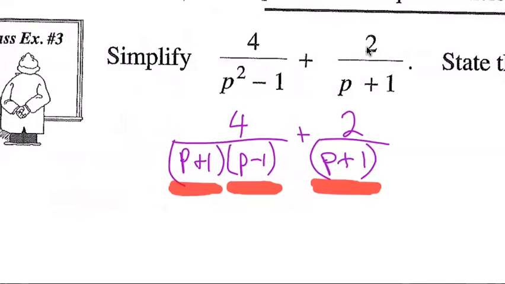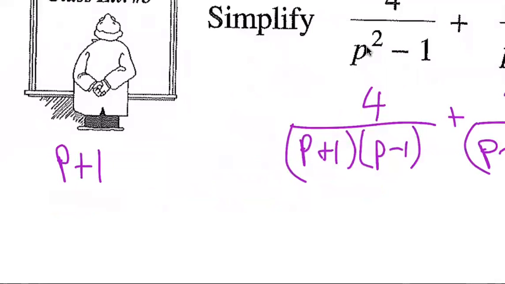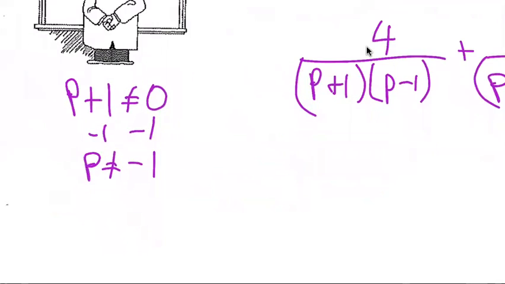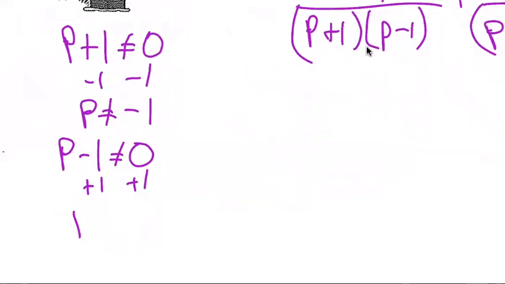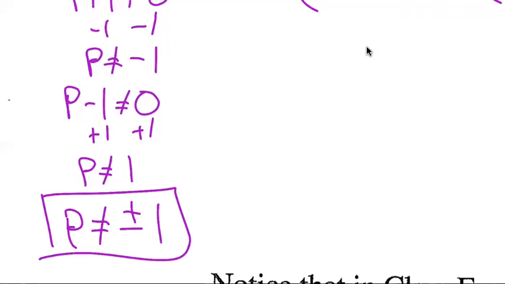So if you're doing the side work, somewhere over to the side or on scrap paper, you're going p plus 1 cannot equal 0. Minus 1, p cannot equal negative 1. And you're going to go p minus 1 cannot equal 0. Add 1, p cannot equal 1. So we generally would say p cannot equal plus or minus 1. And that's how we can simplify that.